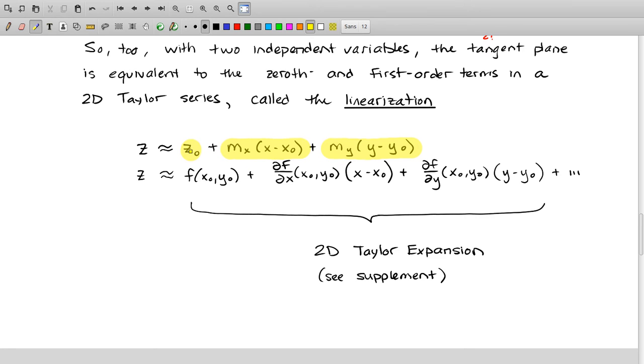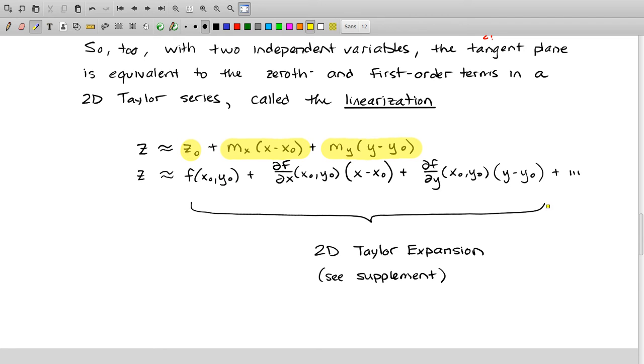But again, what is z naught? Z naught is the value of the function f at x naught, y naught. What is mx? It's the partial derivative of f with respect to x at the point x naught, y naught. And similarly, my is the partial derivative of f with respect to y at x naught, y naught. So we can replace this shorter notation with this longer notation, and we see that it looks very, very similar to the Taylor series notation in one dimension.